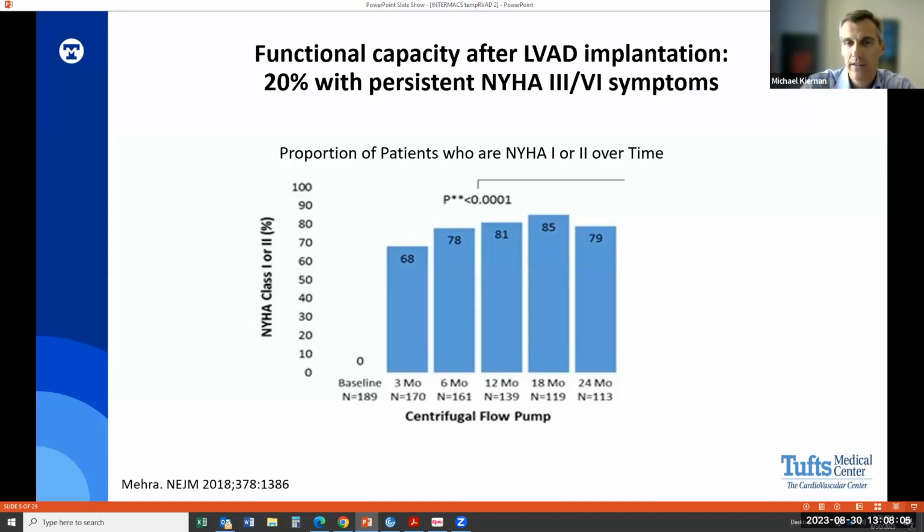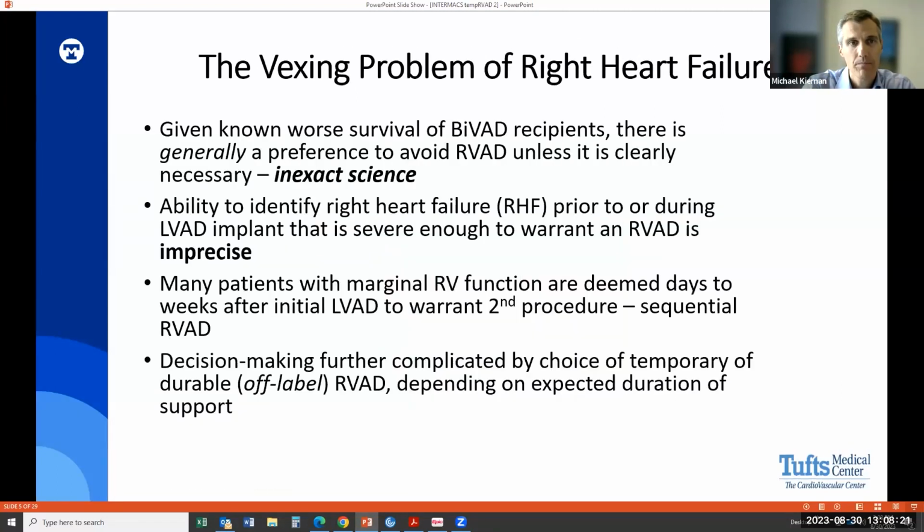It is subjective, but things such as obesity as well as COPD or other reasons people could have disability or impaired functional capacity. But likely most of this is driven by, since the LV is supported, a myopathic right ventricle. So clinical right heart failure symptoms. So the vexing problem of right heart failure, and now transitioning to the focus of today's talk, which is really looking at RVAD utilization after LVAD implant.